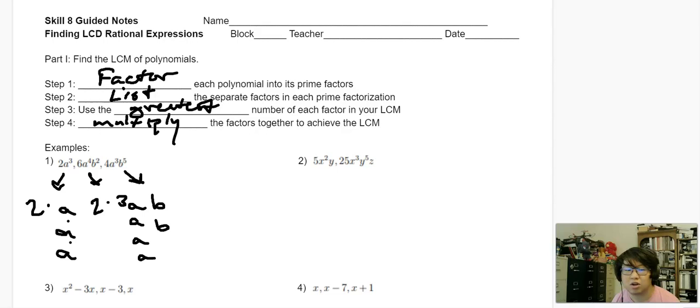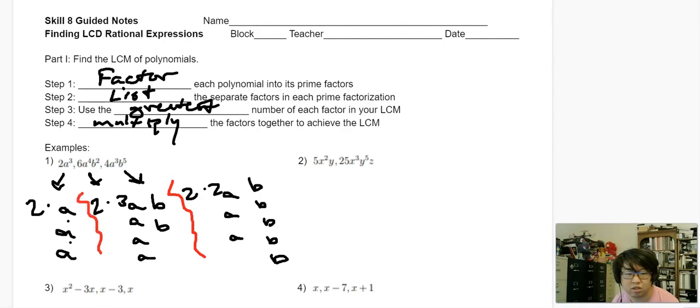So let me go ahead and do the final one here. My 4a cubed b to the fifth. 4 is not prime either. It's 2 times 2. Then I've got another 3 a's on that one, and then b 5 times. Okay, so let me split these up so we can talk about them in quick detail. I'm done with my step 1.